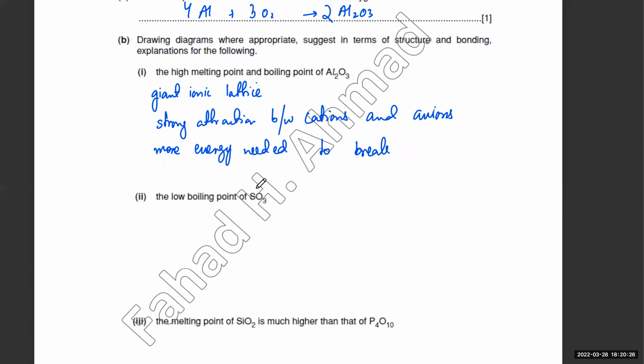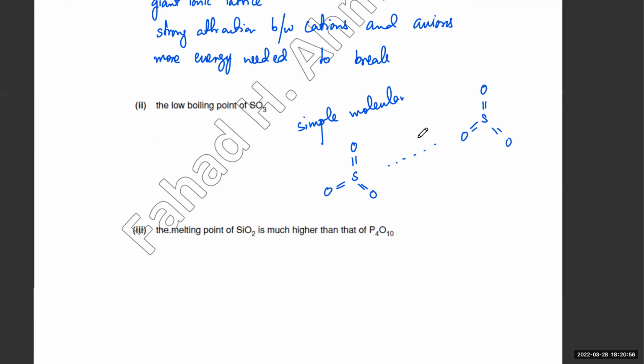Why is there a low boiling point of SO3? Again, it's a simple answer, simple molecular. It's also going to have weak van der Waals forces. So one molecule and the other molecule, the dipoles are canceling out. One molecule has nothing to do with the other molecule. So they would have just weak van der Waals forces, temporary dipole induced dipoles, which would be easy to break. Not a lot of energy is needed.